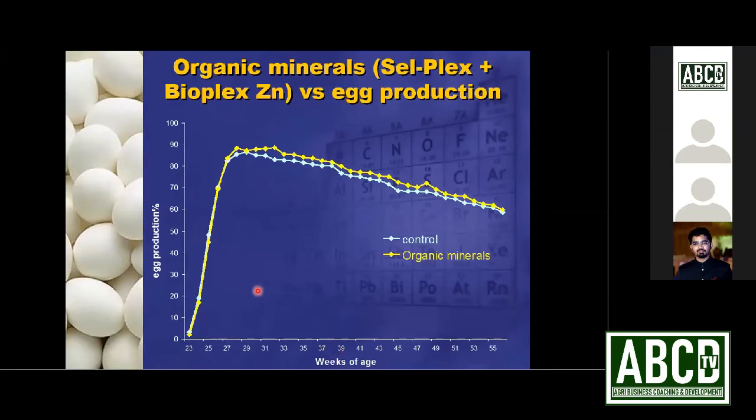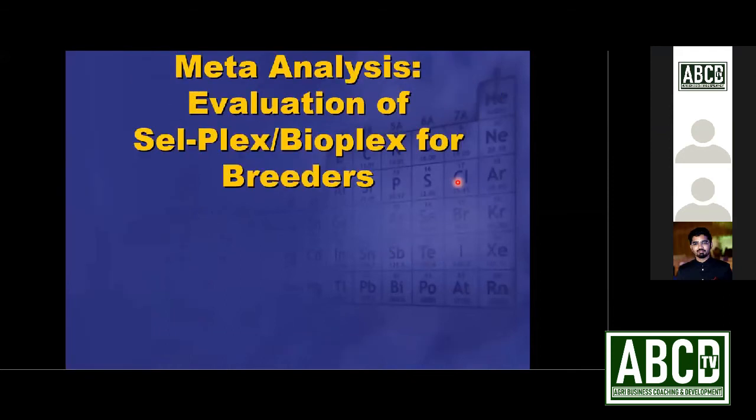The same study has shown that probably the main reason why they have more chicks at the end is that they had higher egg production. And higher egg production may translate into a better eggshell quality. This is something we have observed not only in breeders, but also in hens, in table egg hens.